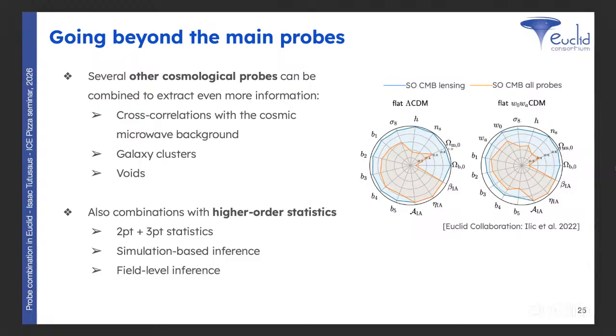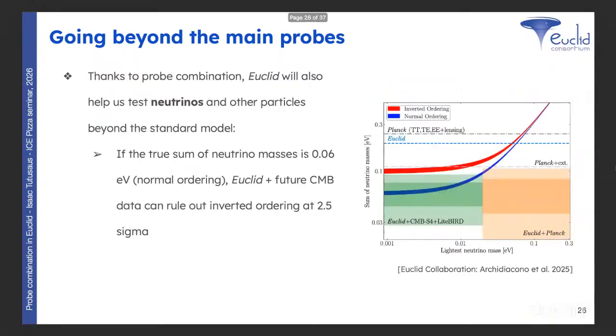Another thing that I wanted to discuss here is that everything I said for the moment is 2-point statistics. So we're looking at correlation functions of 2 points. But we can also go beyond that and look at higher order statistics. So one can combine between 2 and 3-point statistics, or we can do even fancier things like simulation-based inference, field level inference. Marco here is very active on that front in Euclid. But for the talk, I'll just stick to 2-point.